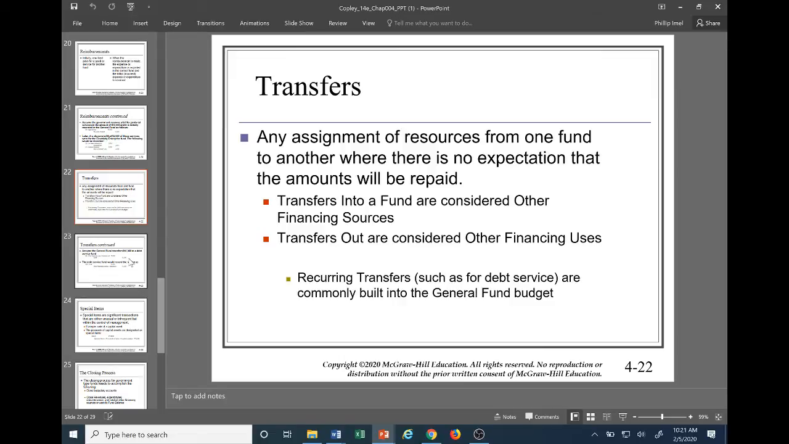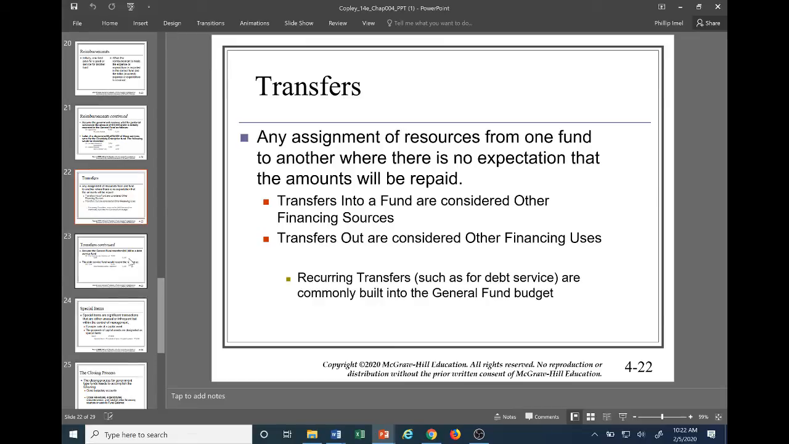We know at the beginning of the period what transfers are going to take place, and we also know transfers are expected to not be reimbursed, right? We're just going to merely transfer that money and we're just giving it to the other fund in essence. So transfers into a fund are considered other financing sources, right? So if money's coming into a fund, it's an other financing source. Transfers out are considered other financing uses. So if we're pushing the money out, we're transferring out, we're using that money.